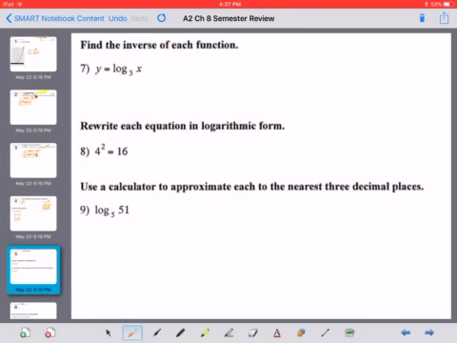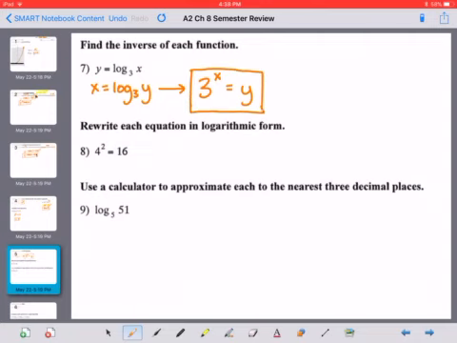Okay. Let's use that same idea here in number 7 to find an inverse. So if you remember from the chapter 7 semester review, to find an inverse, the first step is to switch x and y. Now what we'll do with this is change the form. So the base is 3, the exponent is x, and that equals y. The third step is to get y by itself. Well, we can skip that step because y already is by itself.